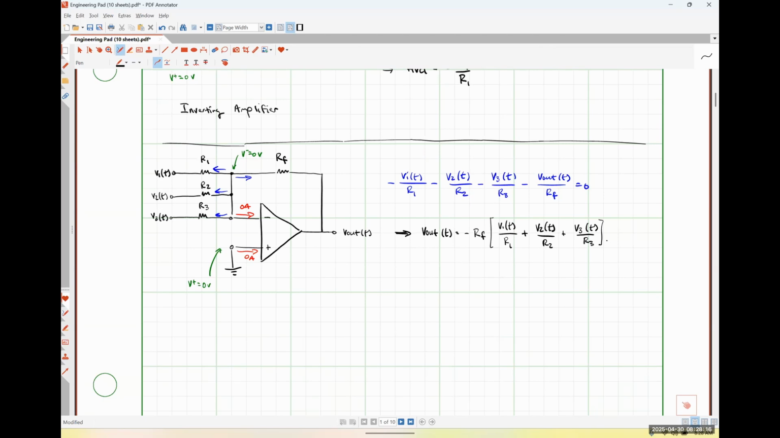So it's taking the voltage signal V1, scaling it by a factor of negative RF over R1, and then added to that is the voltage signal V2, scaled by a factor of negative RF over R2, and so on and so forth. So this is what's called a weighted inverting summer. It is a weighted inverting summer because each individual input signal is weighted or scaled by a different amount, okay?